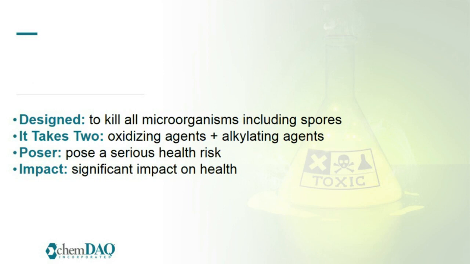Oxidizing agents, which are made up of hydrogen peroxide and peracetic acid. Both of these destroy the cell wall. The next is alkylating agents. This would be ethylene oxide. Ethylene oxide binds to the protein and DNA within the cell, preventing them from functioning properly.